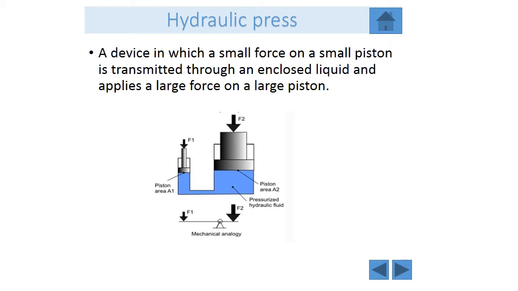The next example which we'll be talking about is the hydraulic press, which is also the last example that we'll be talking about. A hydraulic press is a device in which a small force on a small piston is transmitted through an enclosed liquid and applies a large force on a large piston. Below is an image illustration of a hydraulic press.